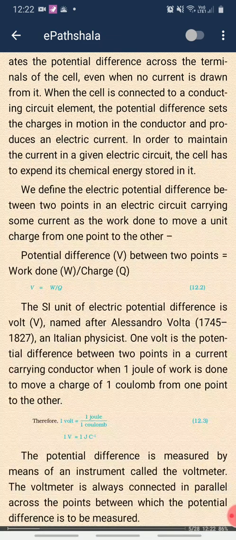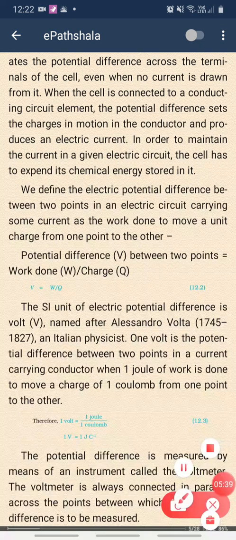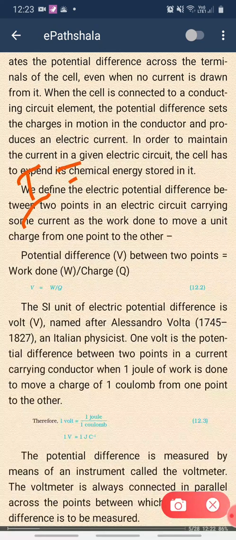W is the work done and Q is for charges, which we have seen earlier. We have studied how to calculate electric current. I, that is electric current, is equal to the amount of charge carried per unit time. I is equal to Q upon T. Q is the charge, measured in coulombs, and I we measure in ampere. This we have seen in our last class.